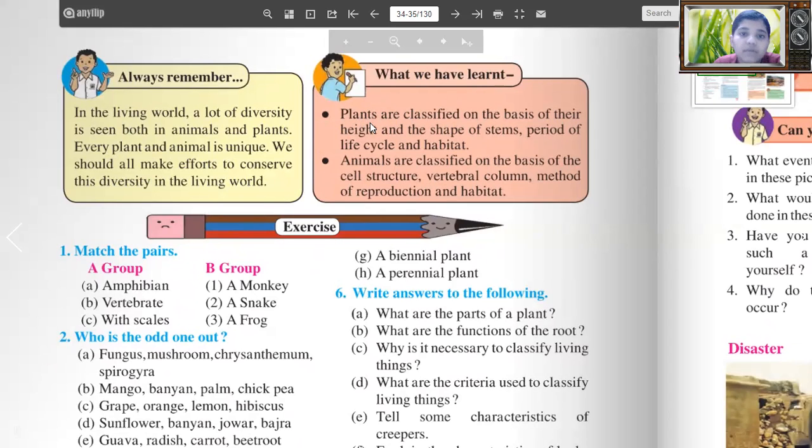What we have learned. Plants are classified on the basis of their height and the shape of their stem, period of life cycle and habitat. Animals are classified on the basis of their cellular structure, vertebral column, method of reproduction and habitat.